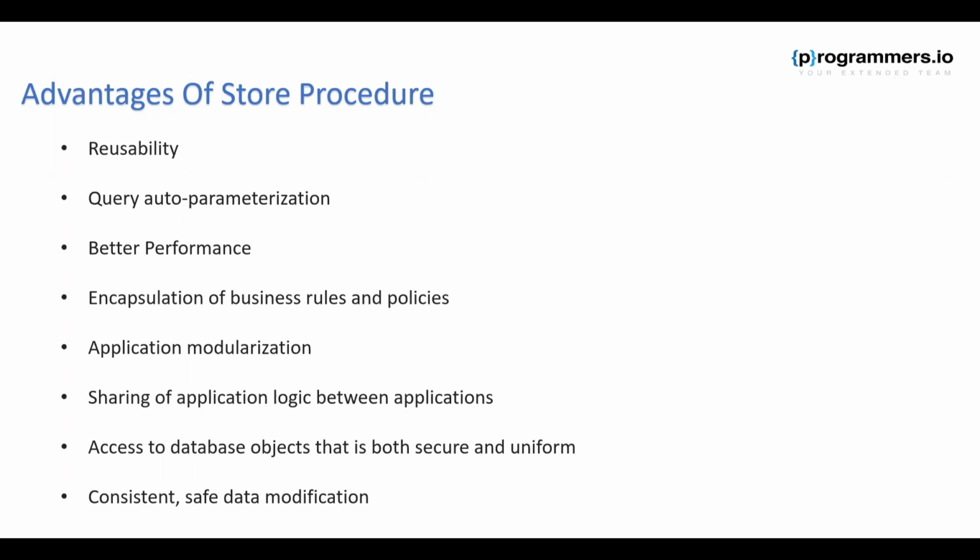Auto parameterization means you can pass a parameter into a stored procedure, and you can take the value according to that parameter list. As we have seen, I was passing the employee ID 101, and I was getting the data according to that employee ID.